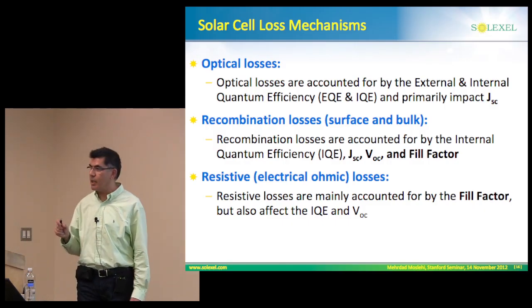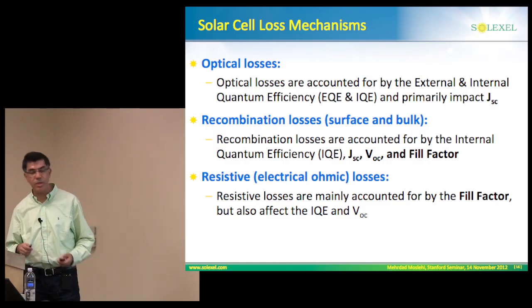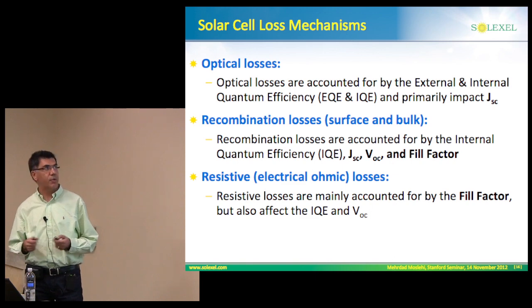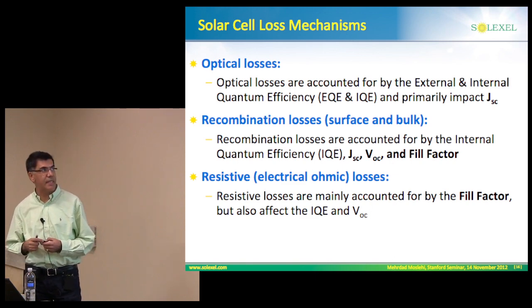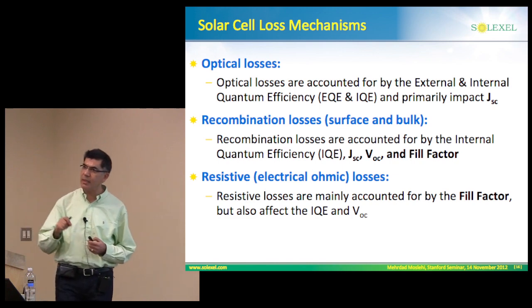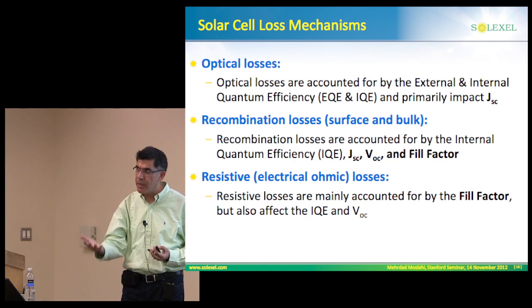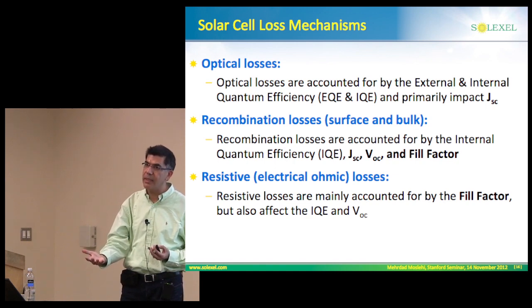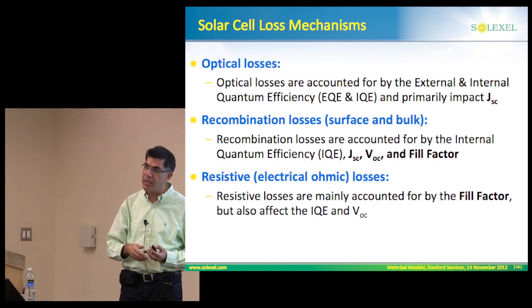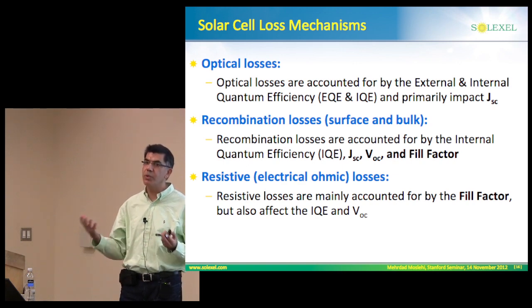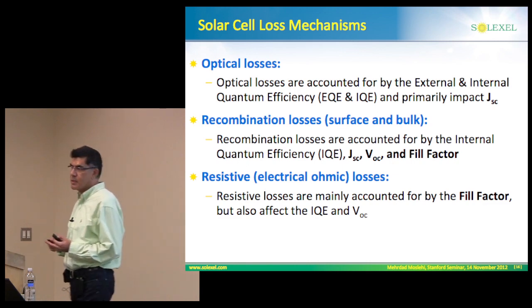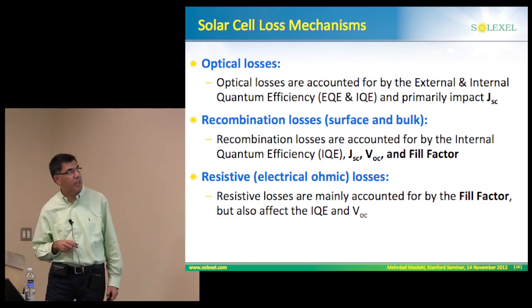Loss mechanisms, we can divide them primarily into 3 categories in practice. So one is optical losses. Optical losses are essentially accounted for by the external and internal quantum efficiency and primarily impact the short circuit current density. So basically the optical reflection losses and also any, for instance, infrared in the case of silicon or red photons that might be lost by poor back surface reflector. Those are all in the optical loss category.